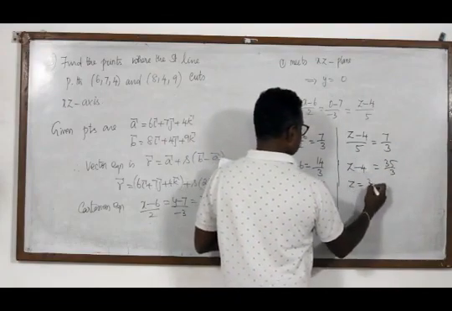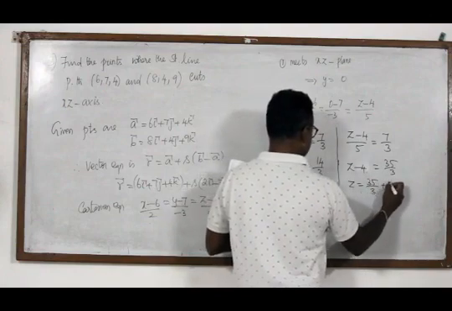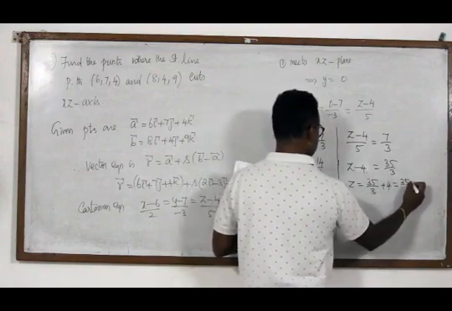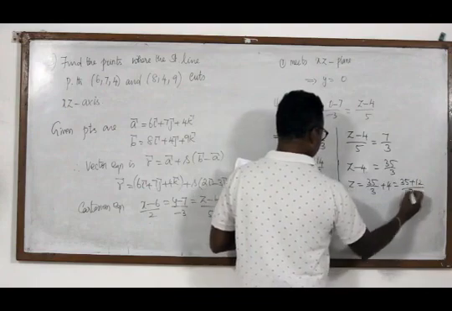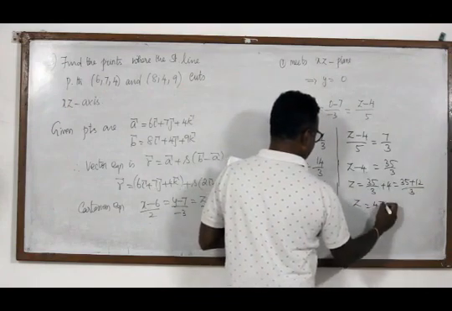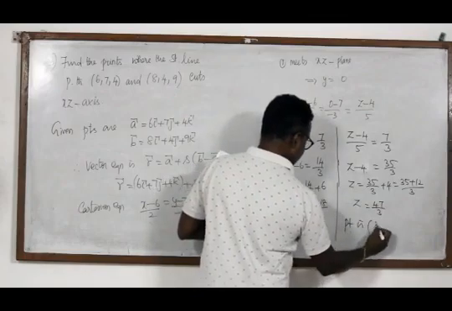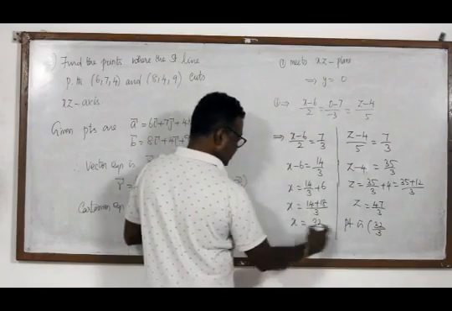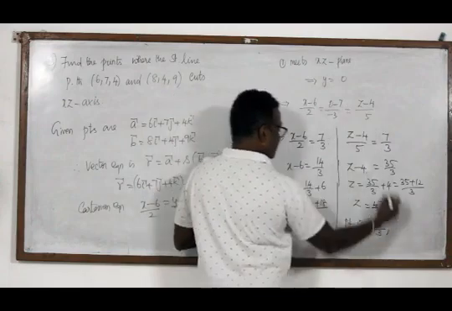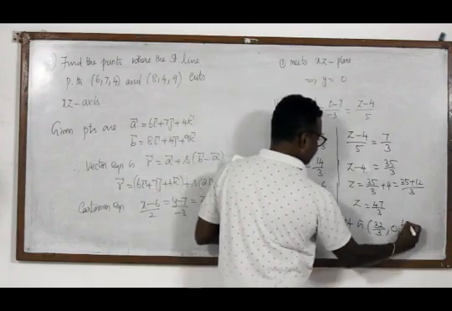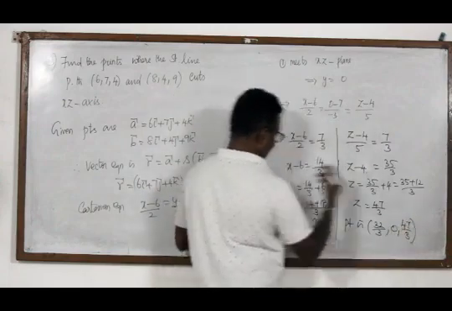Z equal to 35 by 3 plus 4, that is 35 plus 12 by 3. So Z equal to 47 by 3. Therefore, the point is 32 by 3 for x, y is 0, and z is 47 by 3.